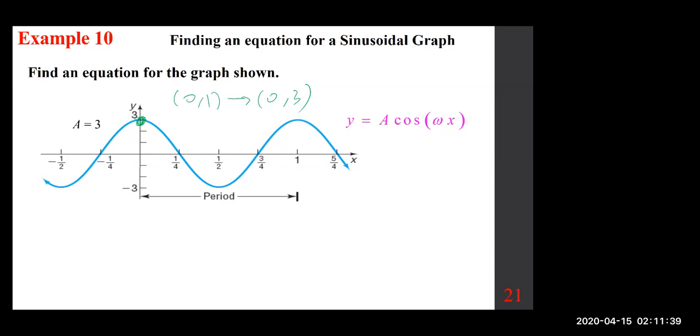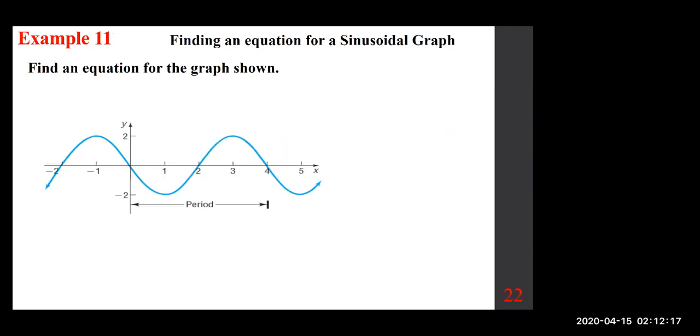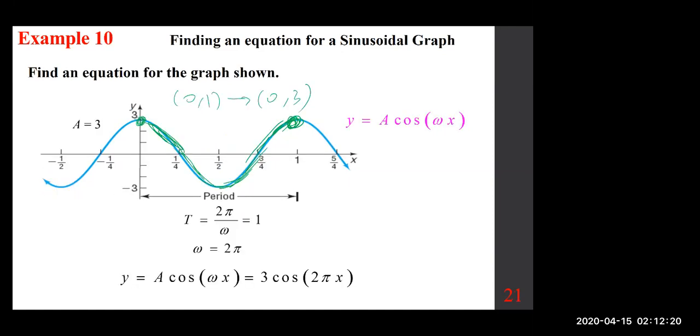T, period, is 2 pi divided by omega. Okay. Omega is 2 pi. So we have 3 cosine 2 pi x. I want to make sure everybody understands what I'm referring to. Okay, so we have a complete cycle from here to here. You are looking at a complete cycle. And so therefore, T equals 1.